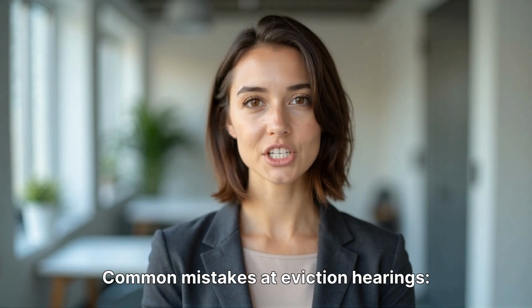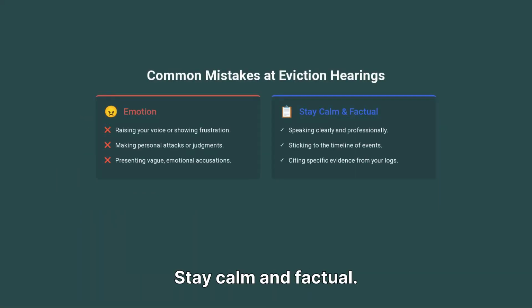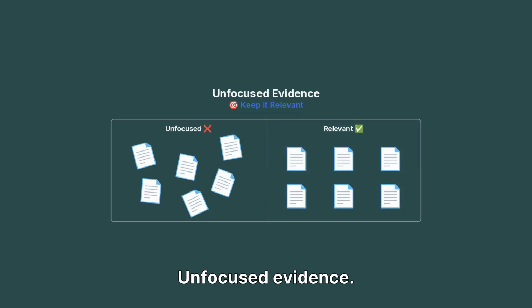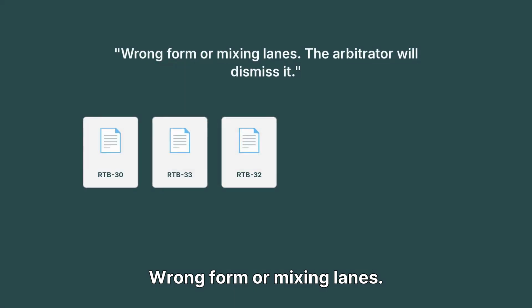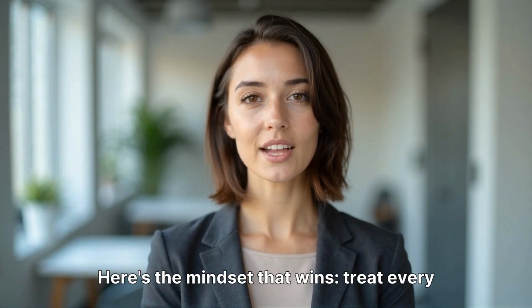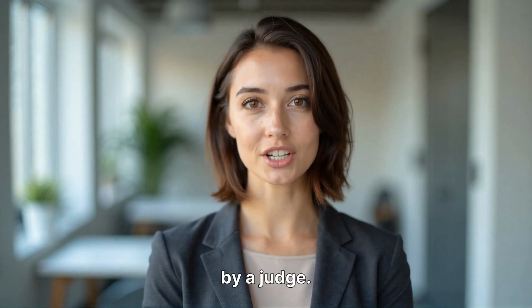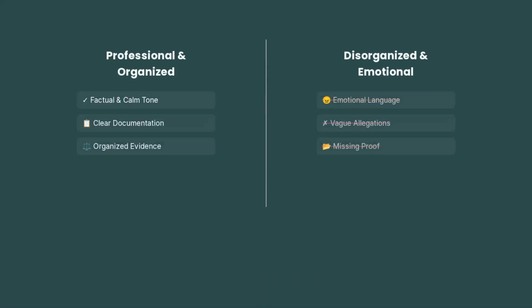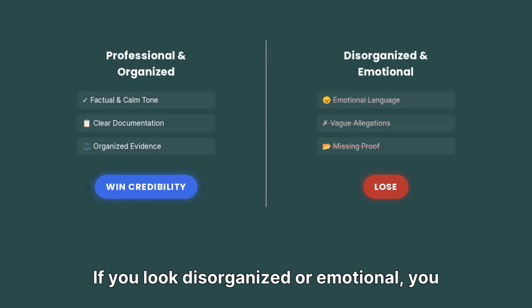Common mistakes at eviction hearings. Weak documentation: bring proof. Emotion: stay calm and factual. Unfocused evidence: keep it relevant. No proof of service: this is fatal. Wrong form or mixing lanes: the arbitrator will dismiss it. Here's the mindset that wins. Treat every eviction file like it will be reviewed by a judge, because it will be. If you look reasonable and professional, you win credibility. If you look disorganized or emotional, you lose.